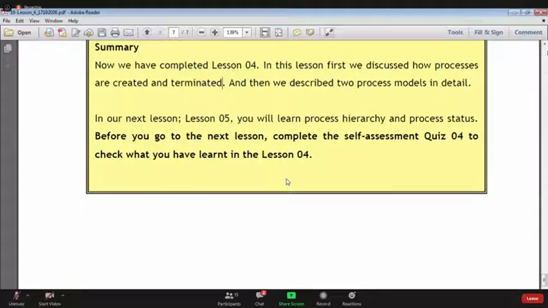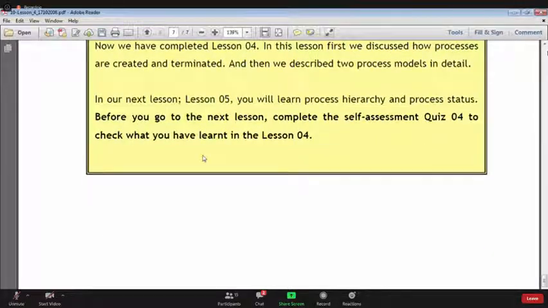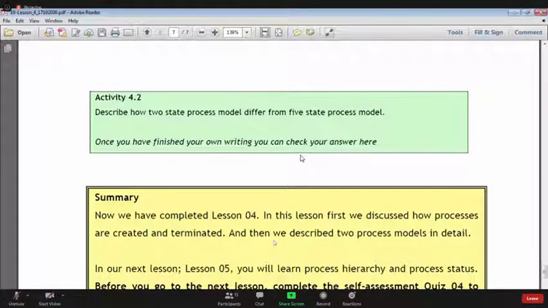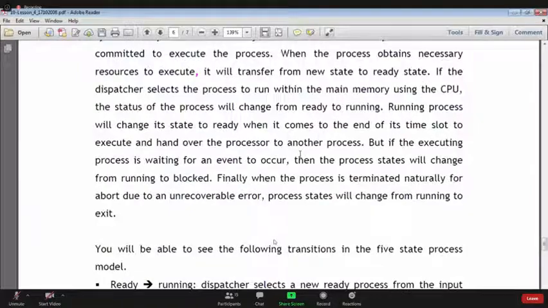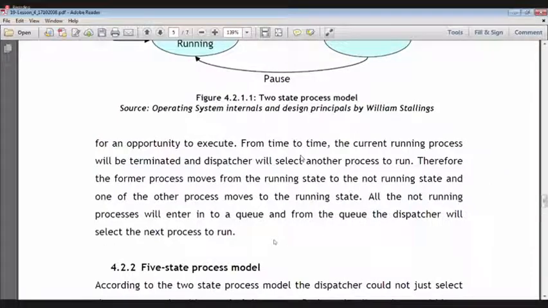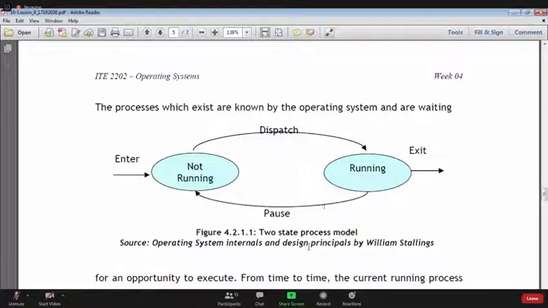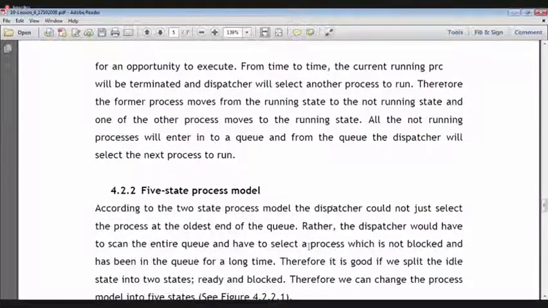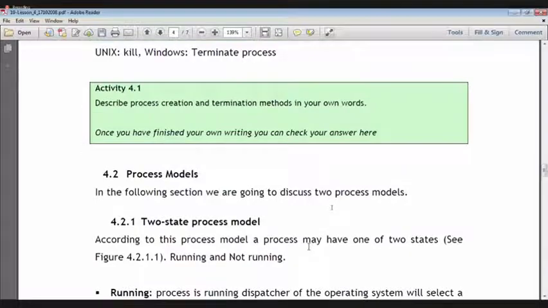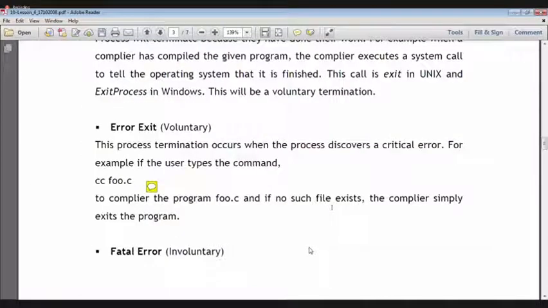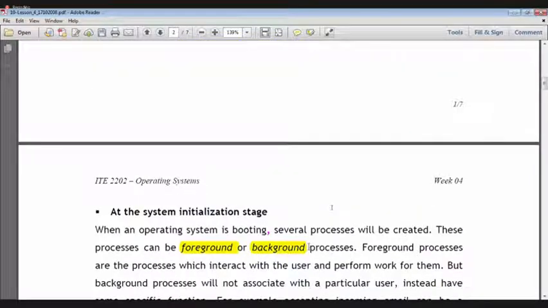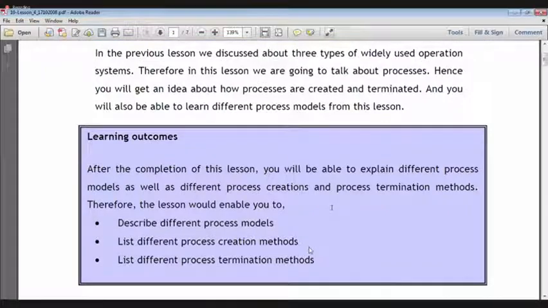Do you have any questions? Is it clear about processes, or do you have any questions to ask? So, the two-state process model and the five-state process model. Now we are talking about the inside operation of a computer, right? So what is the operating system supposed to do? Program execution is the process, so we have to handle processes.